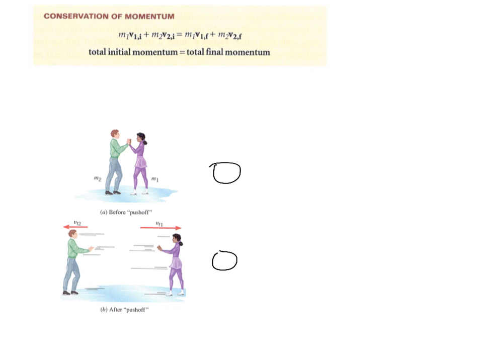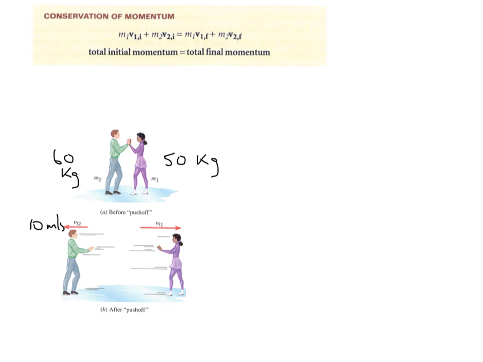Now you might ask, how is that possible? But let's remember that after they push off, they're moving in opposite directions, and we can see her velocity is slightly greater. But since they're moving in opposite directions, one of them will have a positive momentum, one of them will have a negative momentum, so those two could add up to be 0.